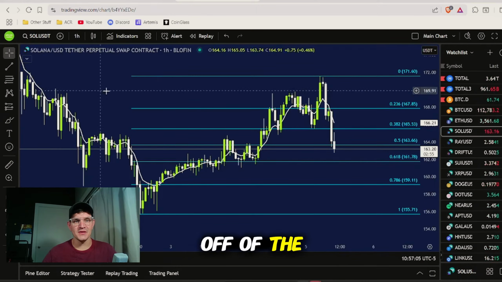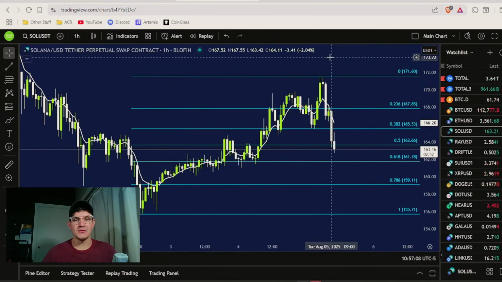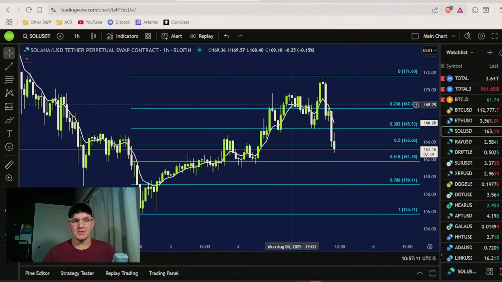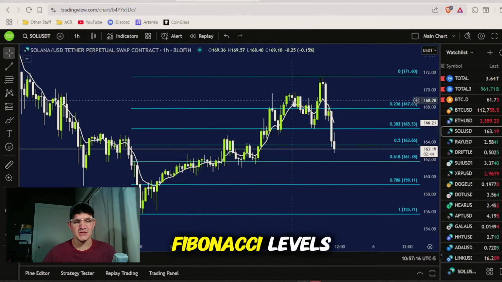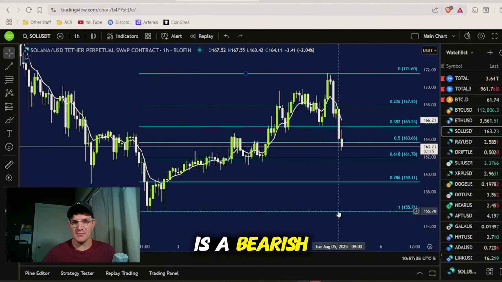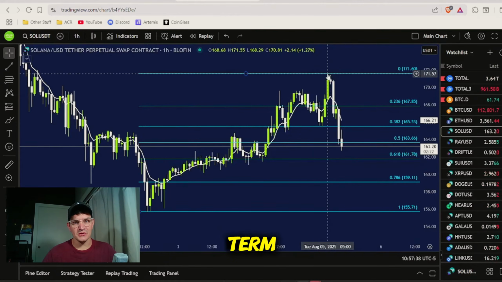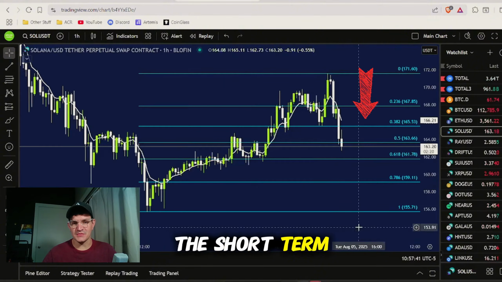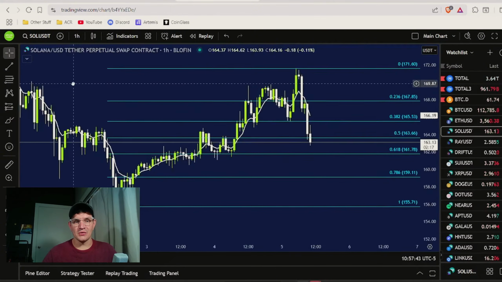All right, so today I'm going to be showing you how to trade off of the 1 hour charts, simply with a 7 period moving average and these short-term Fibonacci levels. What you do with the Fibonacci levels is you go from your short-term swing low to the short-term swing high if it is a bullish trend. If it is a bearish trend, you're going to go from the short-term swing high to the short-term swing low.